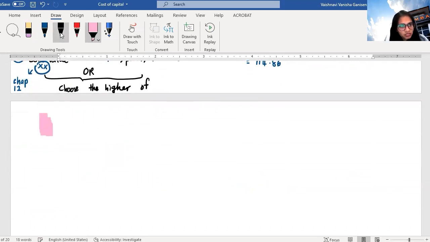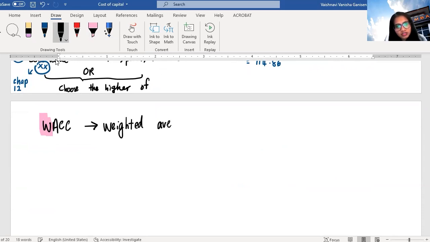Anyways, the next part, the most important part for us, is to learn how to calculate the WACC, the weighted average cost of capital. What is important is, guys, I need to introduce to you the formula method, and I will also introduce the shortcut approach to calculate WACC.